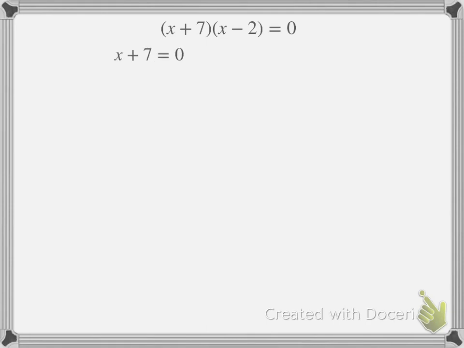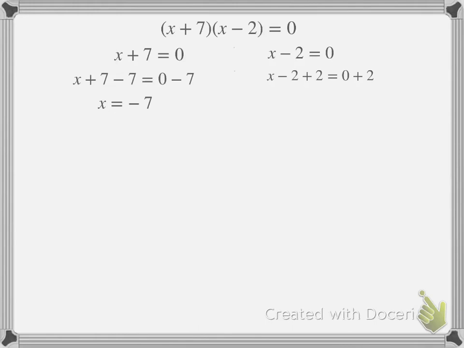We're going to separate this into x plus 7 equals 0, and x minus 2 equals 0. Remember, this is your zero property rule. Solving one side of the equation, we can see if we take away 7, we will get x equals negative 7.